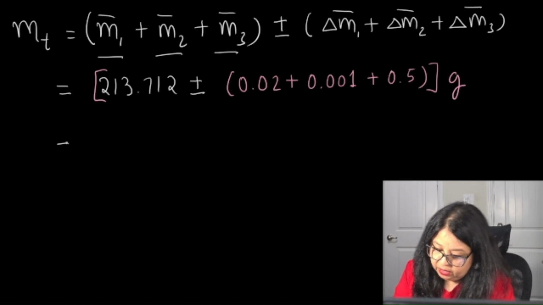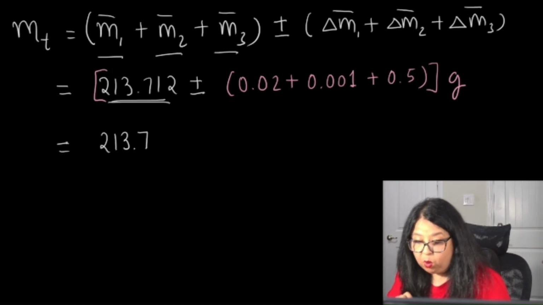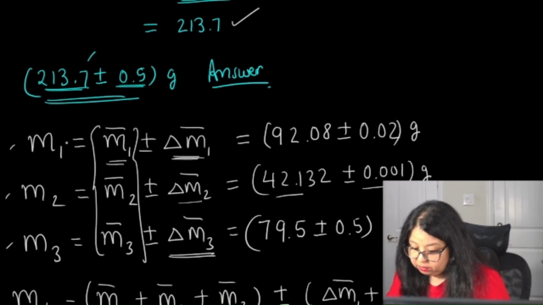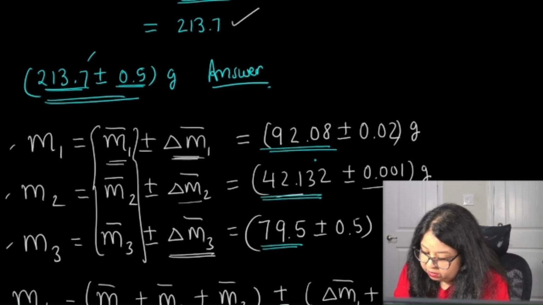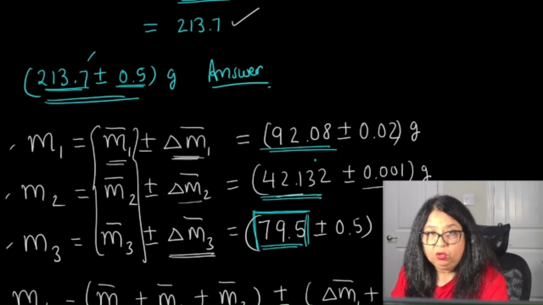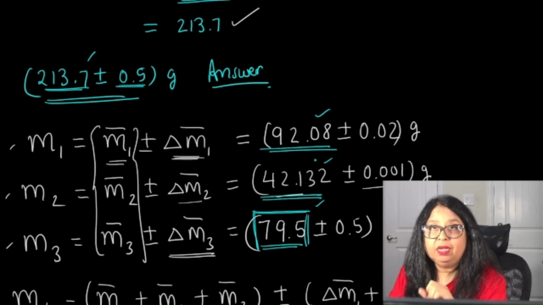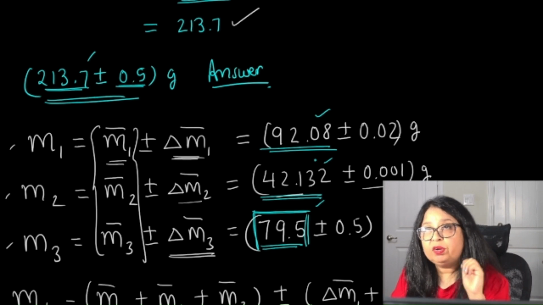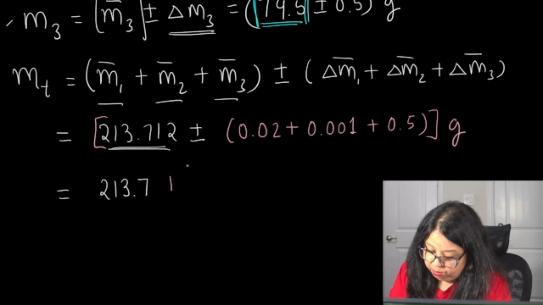What do I get? 213.7. This has to be rounded off to one digit after the decimal. Why? Because when you look at these numbers over here, the 79.5 has only one digit after the decimal, so the sum of these three must be rounded off to one decimal place. That is the rule of significant figures for addition and subtraction. Okay, plus minus. What does this give us?